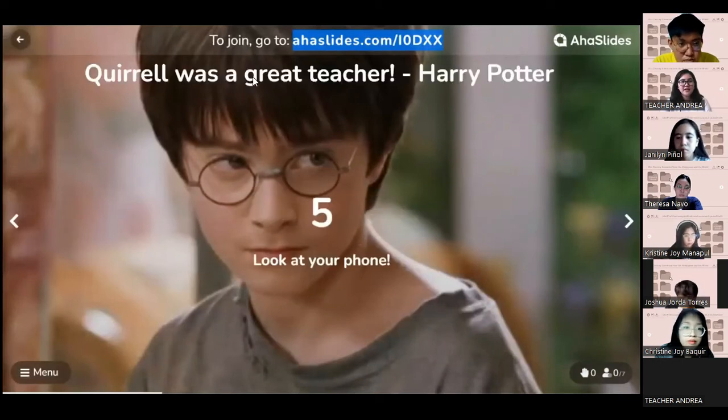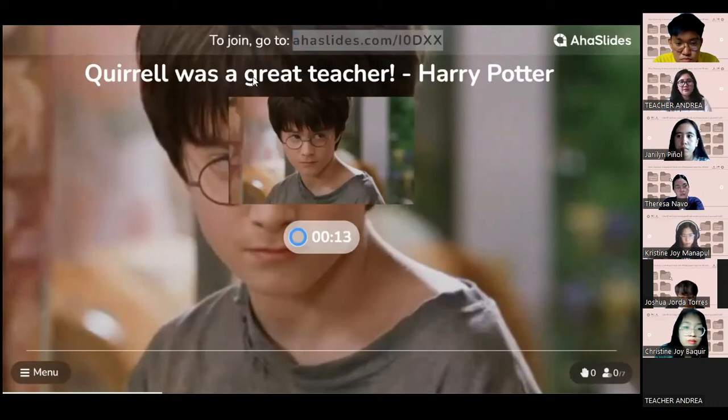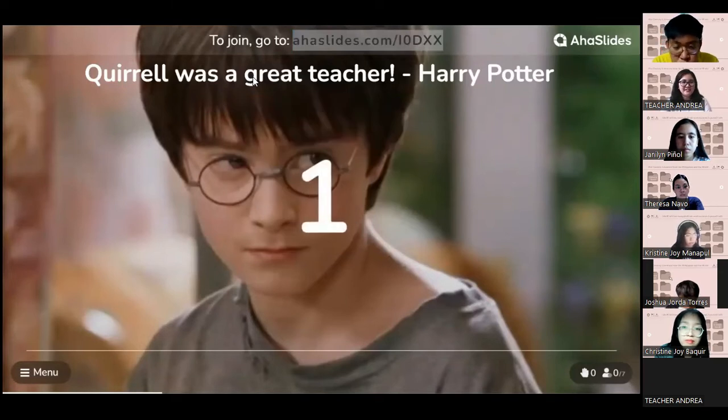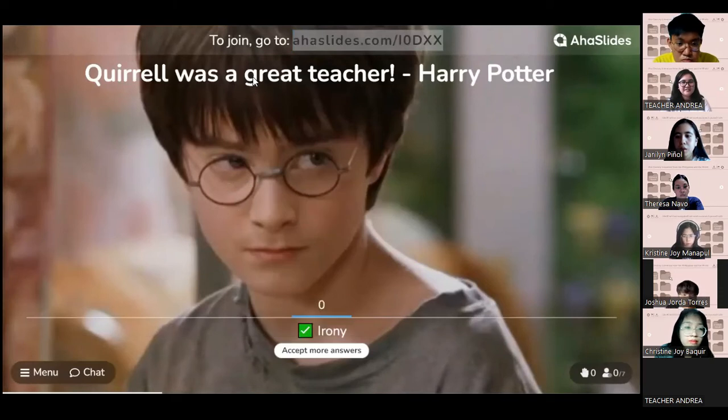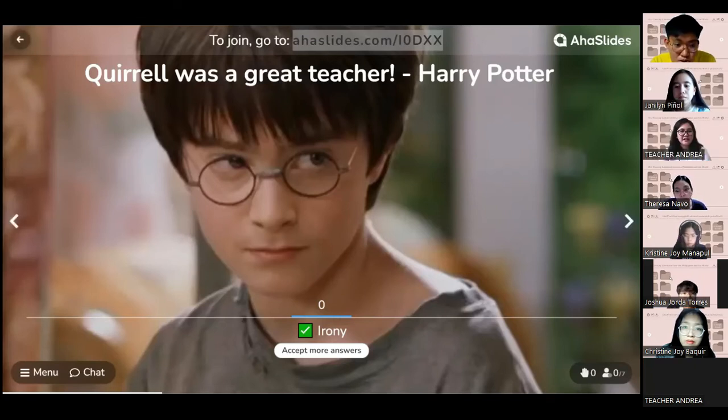So for question 1, we have: Quirrell was a great teacher, as stated by Harry Potter. I think all the Potterheads here would get the correct answer, if you know who Quirrell is. No one answered the question. It's irony, okay? So why is it irony? Do you know who Quirrell is in Harry Potter? I think no, or you forgot about it. Quirrell is not a great teacher for Harry Potter. That's why it's a situational irony. So let's move on to our next statement.